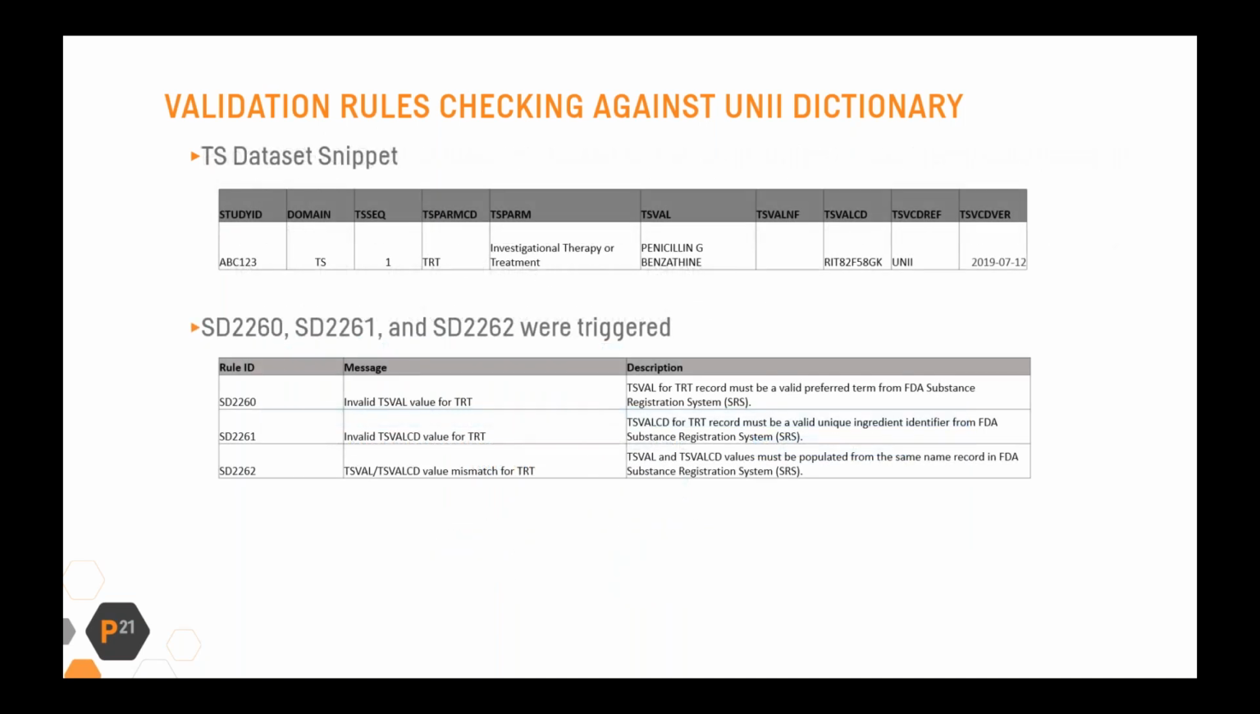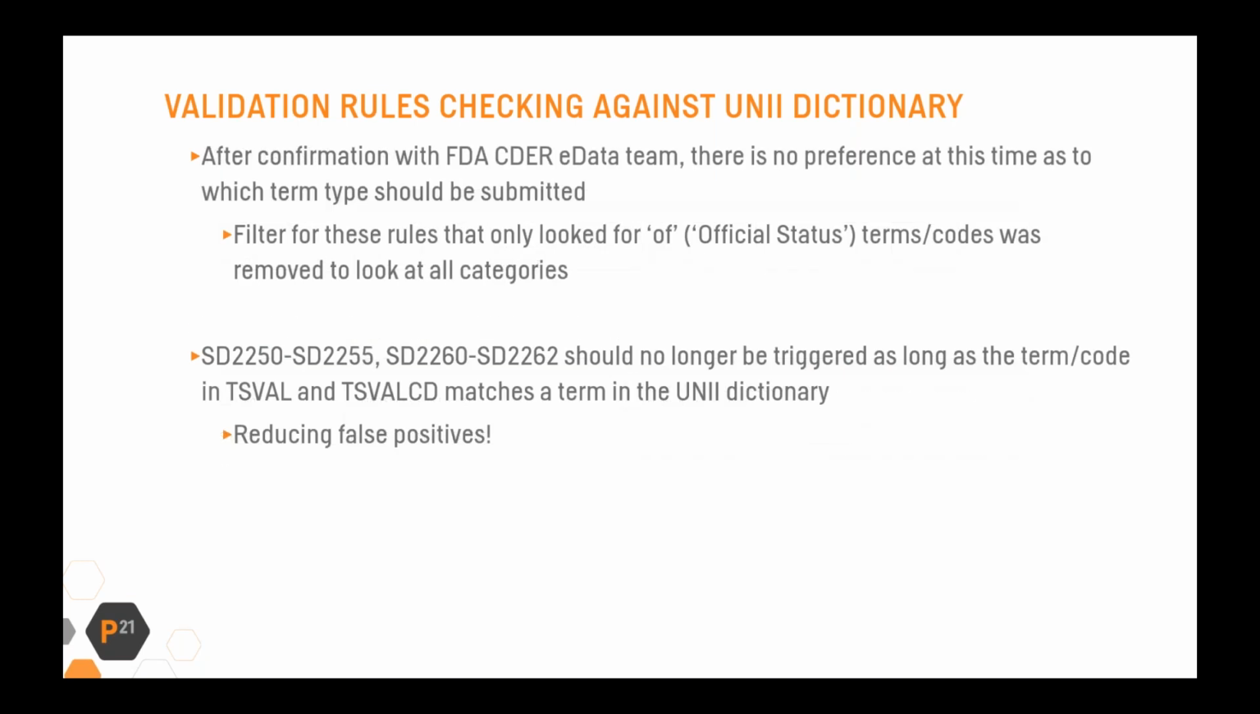Here is a snippet of the data set. So here's our treat parameter. They have TS-val penicillin, benzenine, and then the TS-val code is populated with the UNII code that goes with that term, as well as what dictionary it is and the version that was used. But even though it matched what was on the UNII website, these 3 rules still fired for our treat parameter. And so, at first we had to investigate, why was this happening? Why was it returning these false positive errors?